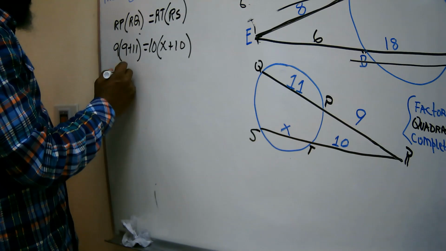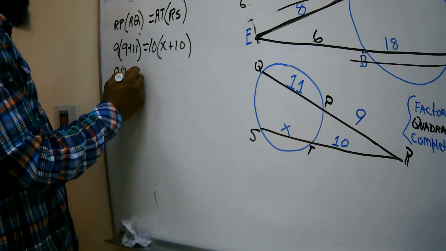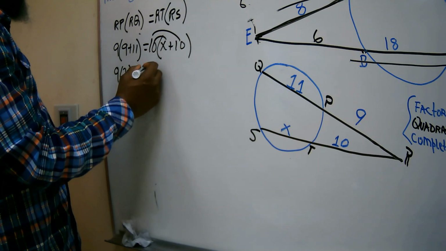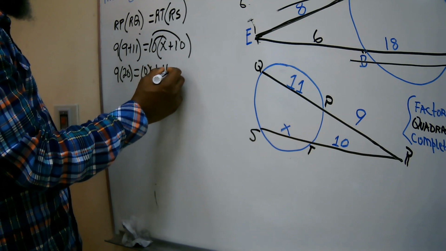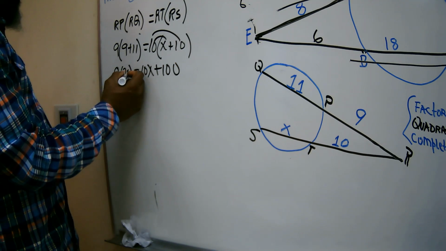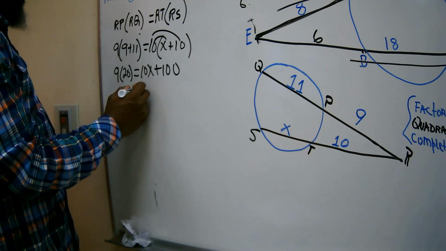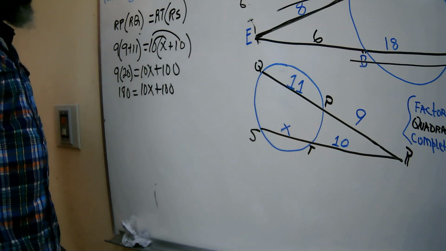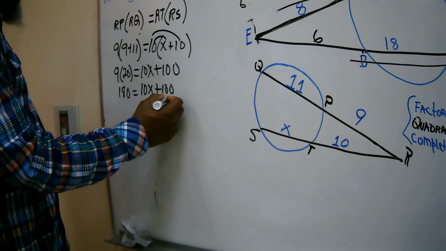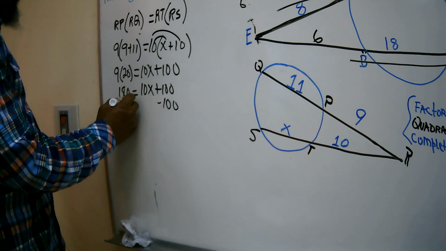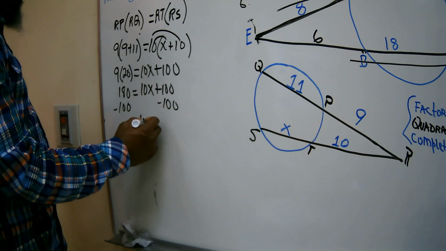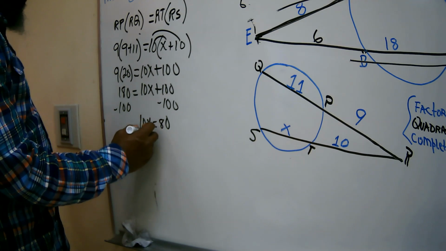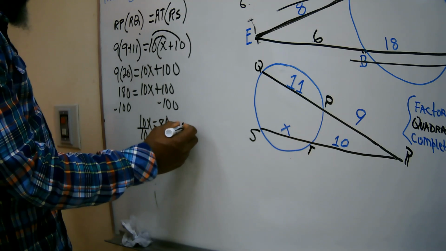Now you simplify, we'll have 9 times 9 plus 11 is 20. Now you do the distributive property. You will have 10x plus 100 is equal to 9 times 20, which is 180. Then you will have 10x plus 100 is equal to 180. Now we can solve for x. In this case, we subtract 100 from both sides. Then you will have 10x is equal to 80. Now how can you find x? You divide by 10. In this case, x is equal to 8.